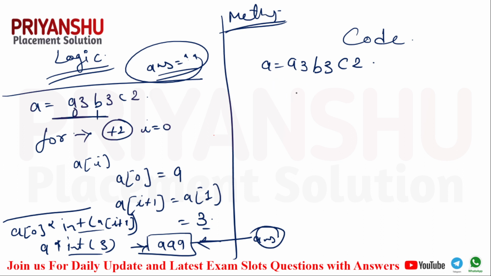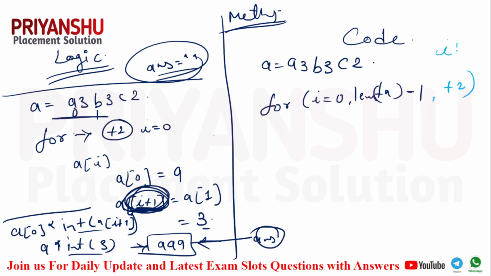Now next thing is guys, as I told, we take a for loop from i = 0 to length of a minus 1. Why? Because I am doing i plus 1 and accessing the index i plus 1, that's why the loop goes up to length minus 1. Next we do plus 2 in every iteration. In the for loop we take an answer variable before the loop, answer equal to an empty string.